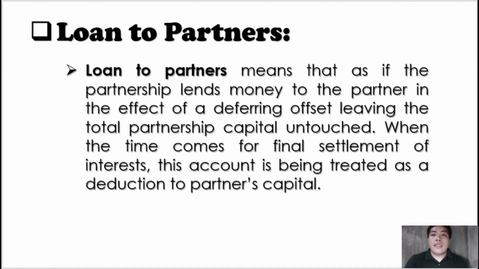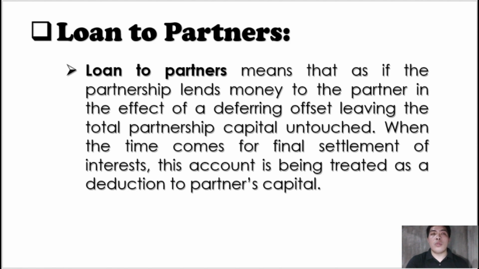Loan to partners means that as if the partnership lends money to the partner in effect of the deferring offset, leaving the total partnership capital untouched. When the time comes for final settlement of interest, this account is being treated as deduction to partners' capital.